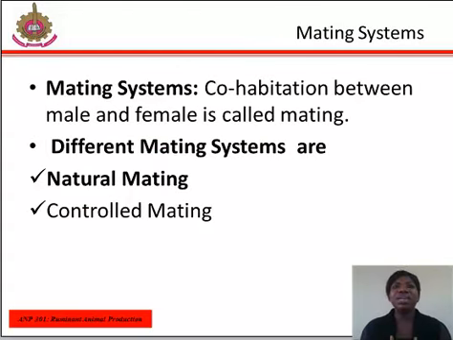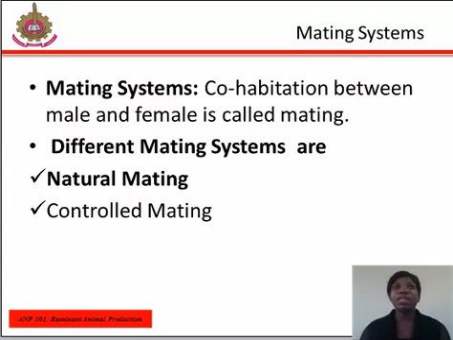Mating system is the cohabitation between male and female. So in animal production, there are different mating systems that can be used. We have natural mating and controlled mating. Natural mating is a type of mating system where the male is allowed to stay with the female and they mate without assistance or interference from attendants or the stockman. The stockman is being referred to as the farmer.